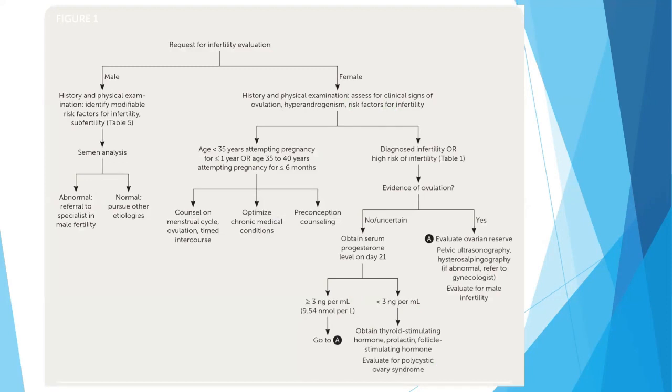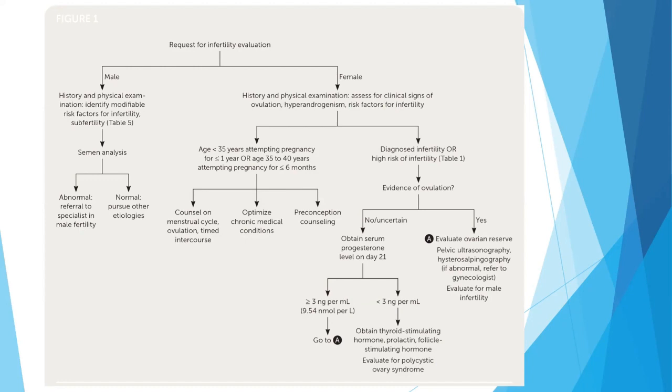So how do you assess a patient for female infertility? Whenever there is a request for infertility evaluation, we need to evaluate the male and female at the same time. For the male, we have to take the history and physical examination, and we have to go for semen analysis. For the female, if the age is less than 35 years and she has been attempting pregnancy for more than 1 year, then we need to counsel on menstrual cycle, ovulation, and timed intercourse. We need to optimize chronic medical conditions, and we need to do pre-conceptional counseling.